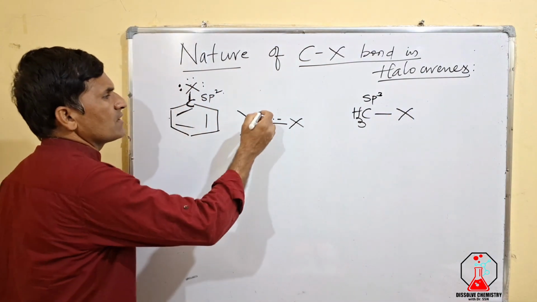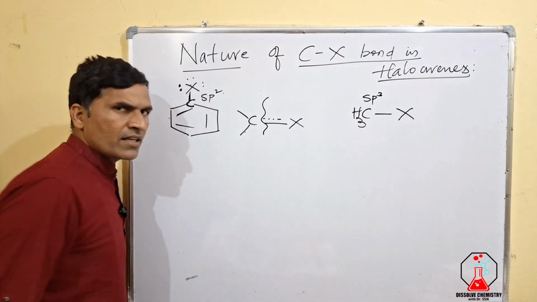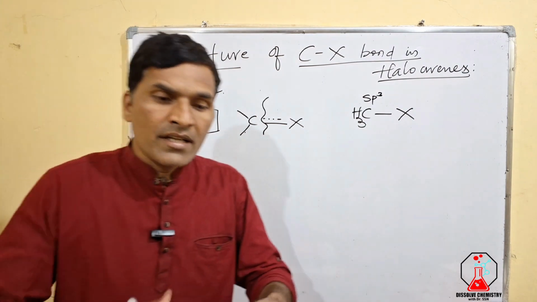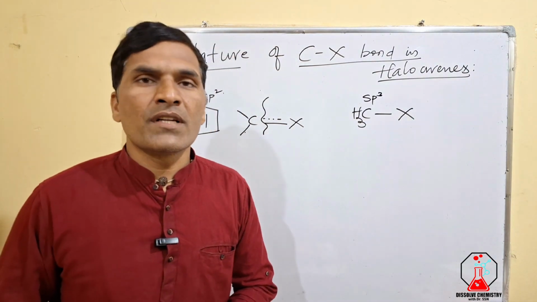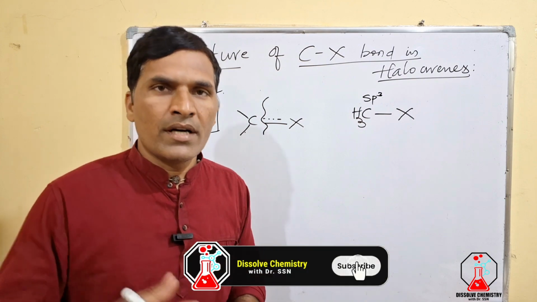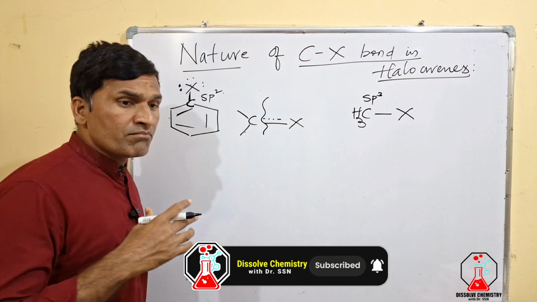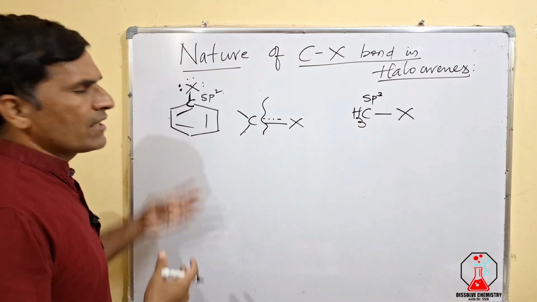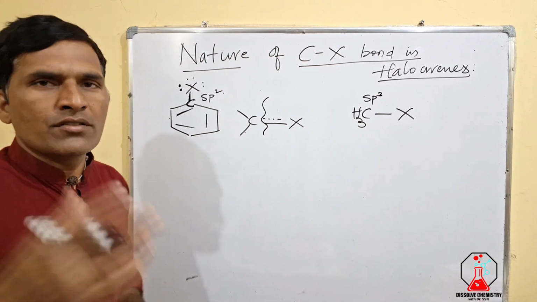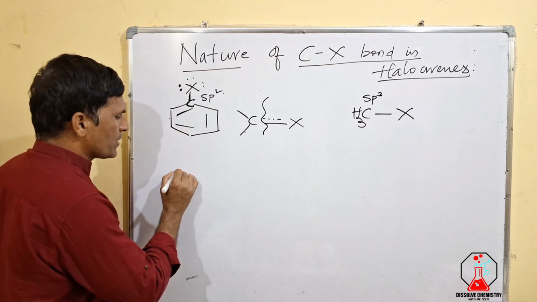Because of this, breaking of this bond is very difficult, and hence we need a drastic condition to bring about nucleophilic substitution reaction in haloarenes. How can we justify this partial double bond character? We can justify it by drawing resonating structures. So let us look into that.